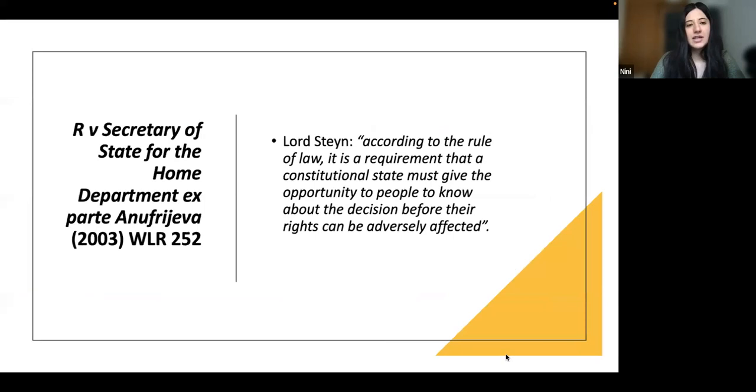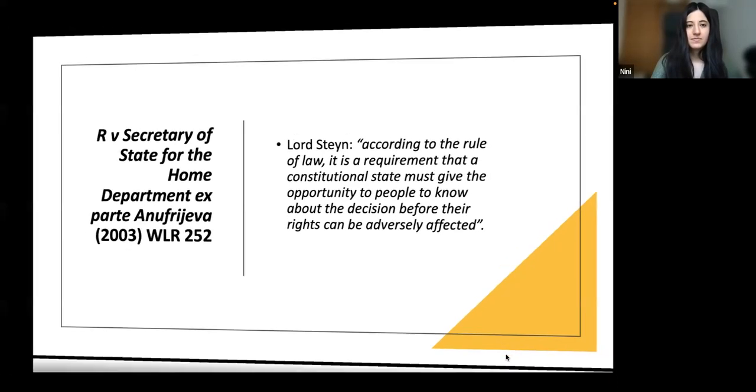R (Anufrijeva) v Secretary of State for the Home Department is a case that talks about the formal conception of the rule of law. Lord Steyn said that, according to the rule of law, it's a requirement that a constitutional state must give people the opportunity to know about the decision before their rights can be adversely affected. This refers to the principle that law should be published before it can affect people. It has to be clear and transparent.